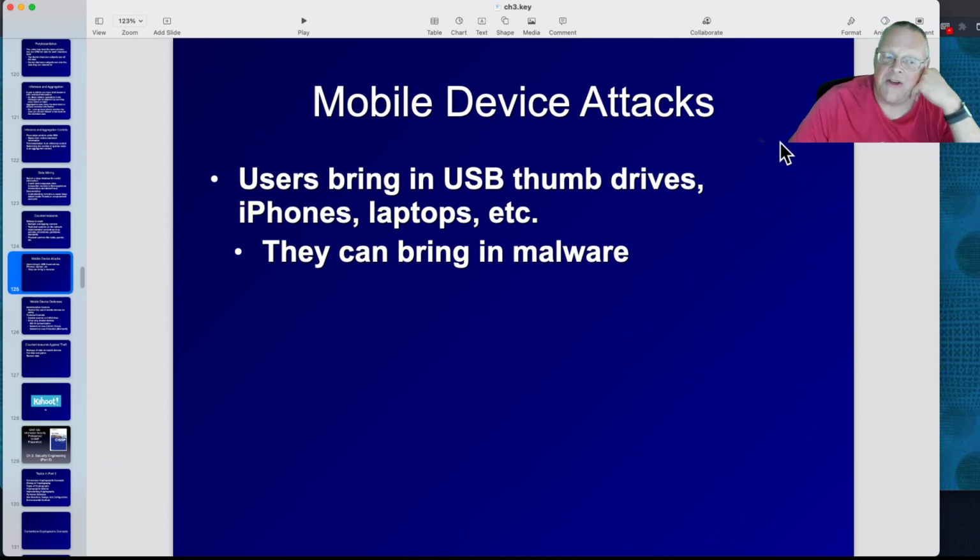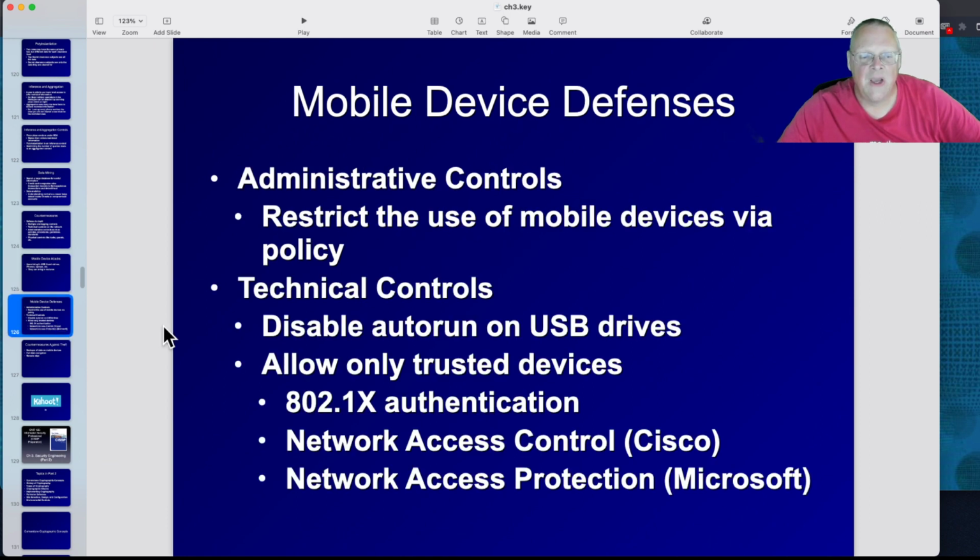Then there's mobile device attacks. Your people are carrying in cell phones and USB sticks and laptops and everything, and all those can be bringing in malware, so that's a problem. And so there are various defenses. You can just restrict policy, like you can't use your personal laptop for doing classified stuff, which I imagine is true. Isn't that what basically Splunk does?